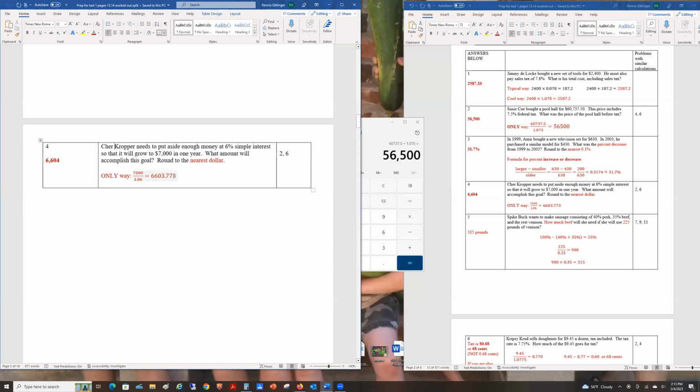I put one more digit to the right in case I wanted to round it to the nearest penny, but it says round to the nearest dollar. So you only look at the very first digit to the right of the point, which is 7, and that is 5 or more. Therefore, it rounds to 6603.